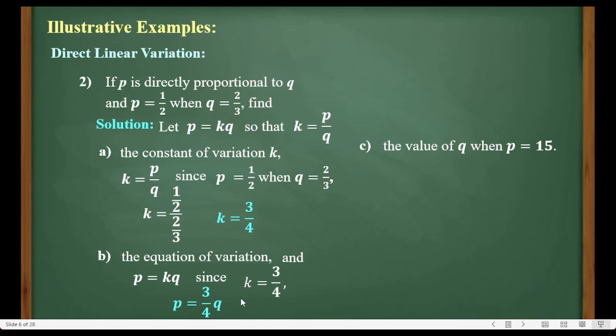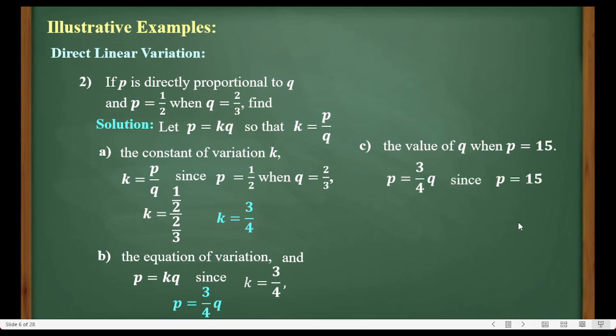And from that formed equation in letter B, we can now solve for the final value of Q when the final value of P is equal to 15. So, we make use of this equation. Let's copy this one. Your Q here is to be replaced by 15 since we are asked to find the value of Q. Actually, this value right here is not to be replaced from here. It should be here, no?